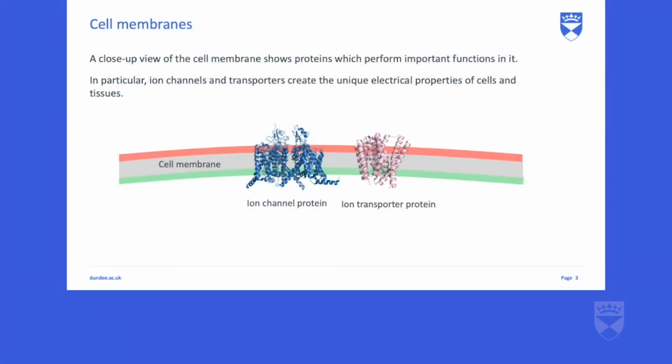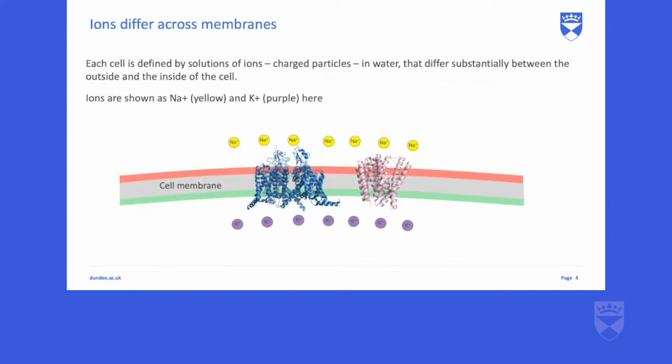A closer view of the cell membrane shows you some proteins that perform important functions in the membrane. Especially ion channels and transporters create the unique electrical properties of our cells and tissues. Each cell is defined by solutions of ions, that is charged particles, dissolved in water, and these solutions differ substantially between the outside and the inside of the cell. Ion channels and transporter proteins serve to create and uphold these ion gradients that are crucial for life.